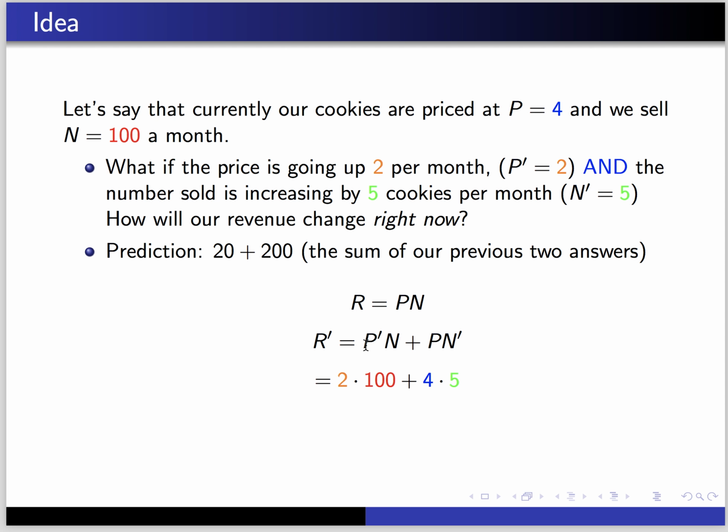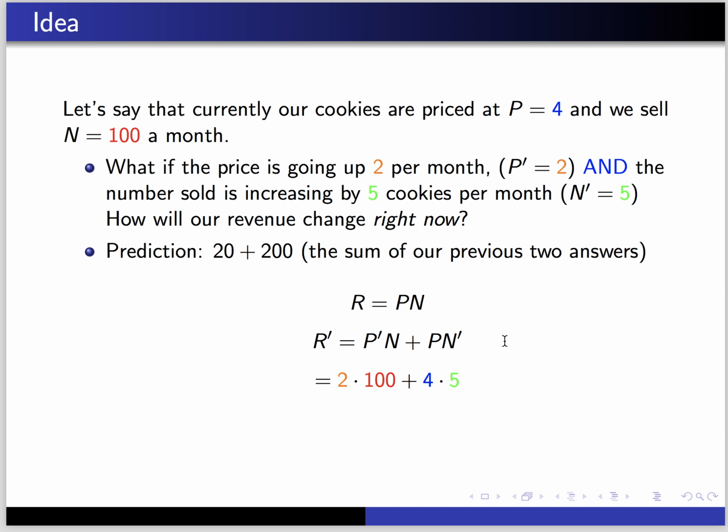And those were exactly these numbers here: the rate that the price was changing times the number, and then the current price times the change in customers, right? And so maybe that's a reasonable prediction. If that sits well with you, then maybe I've convinced you that the product rule is reasonable.